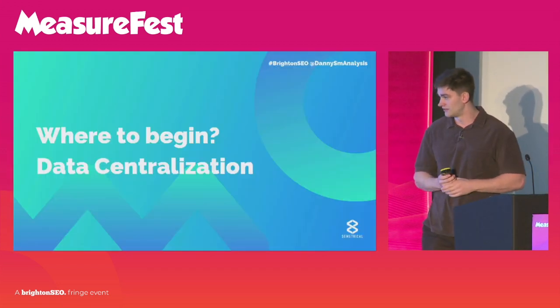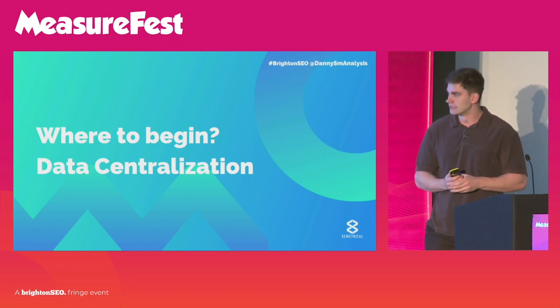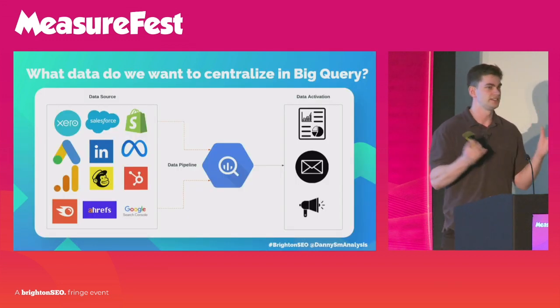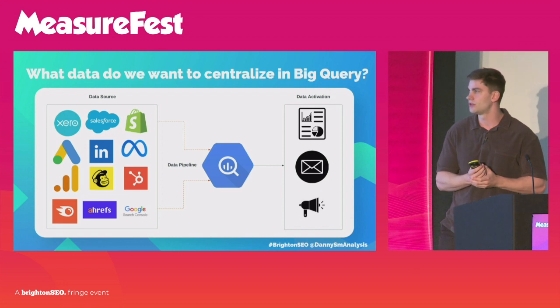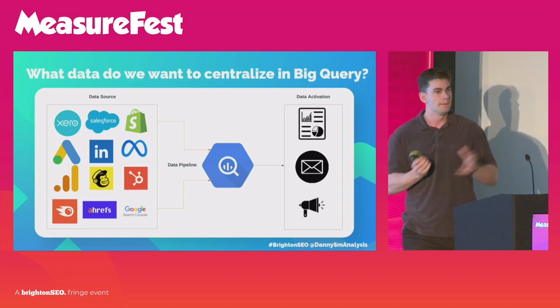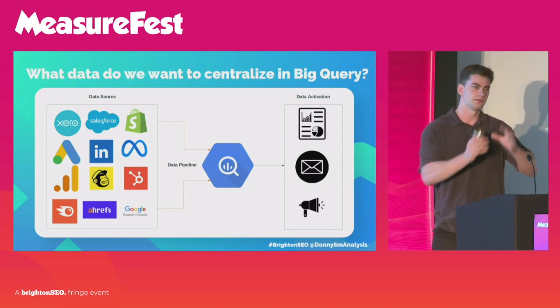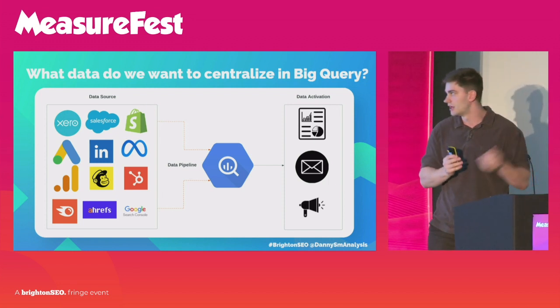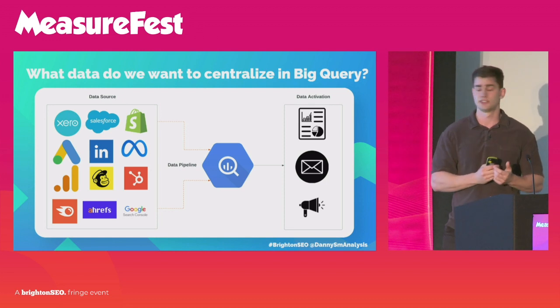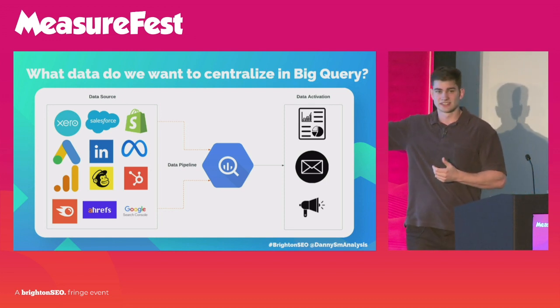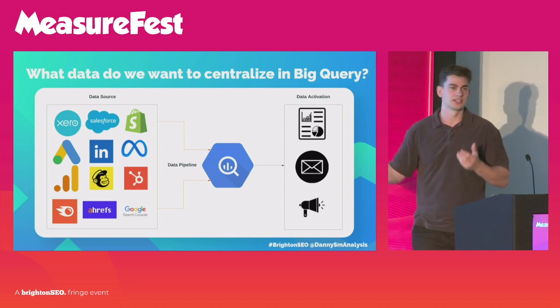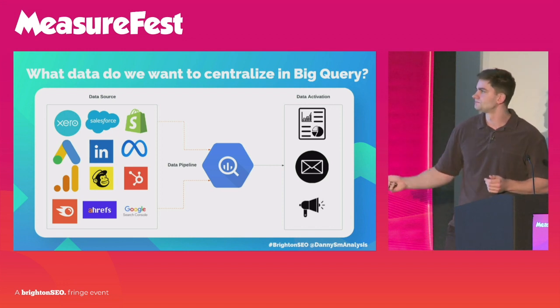So where to begin, right? There's lots of things to consider here. This is a kind of ideal data flow. So you have all these different data sources. Pick and choose which ones you want. Feed that through a data pipeline into BigQuery, and from there you do all your centralization, your merging, and you can start to consider the data activation side of it. So it could be reporting, insights, dashboards, personalized marketing, that kind of thing.